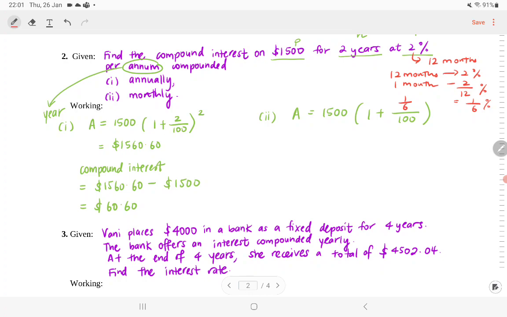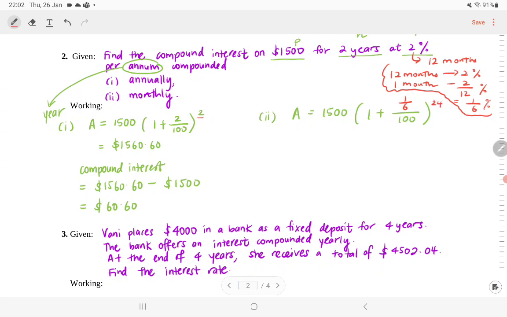Then how about the N? When it's yearly, it's very clear cut, 2 years. But here, they are going to compound monthly. So your N will change. So how many times are they going to put this interest for you? 1 year got 12 months, 2 years got 24 months. Every month they will pay you 1/6% of interest. So it is 24.